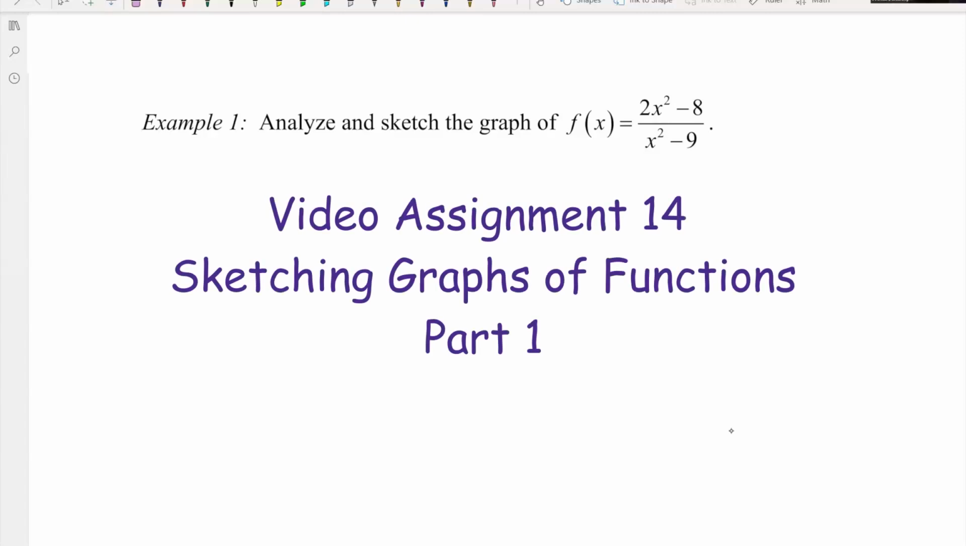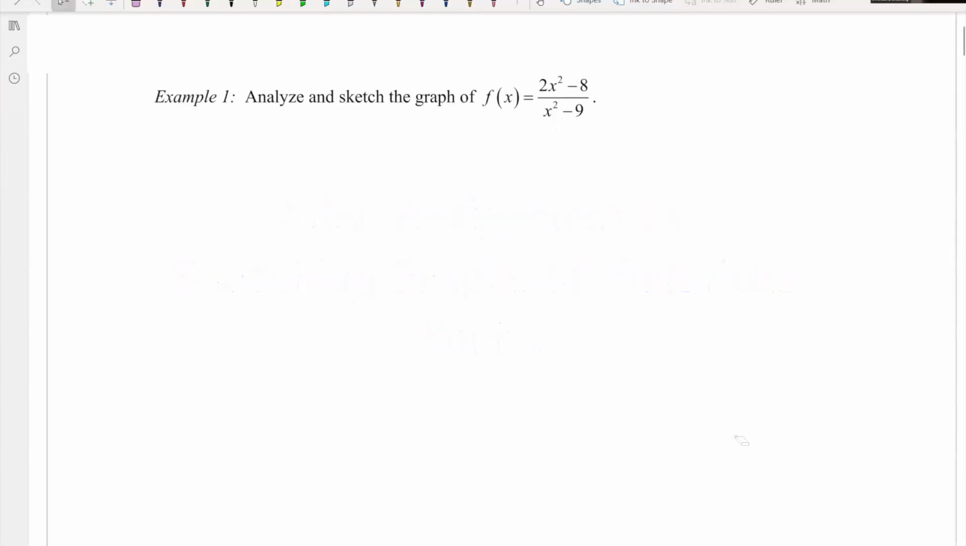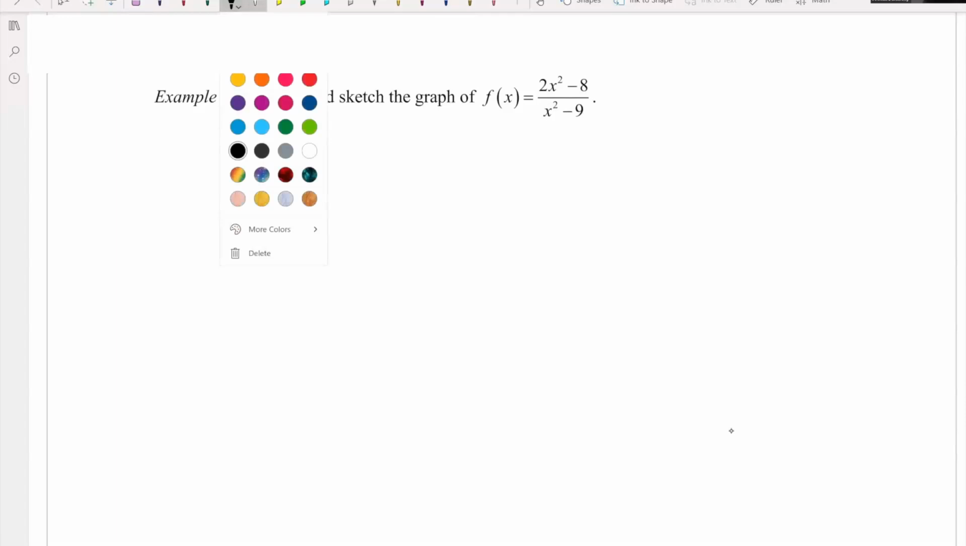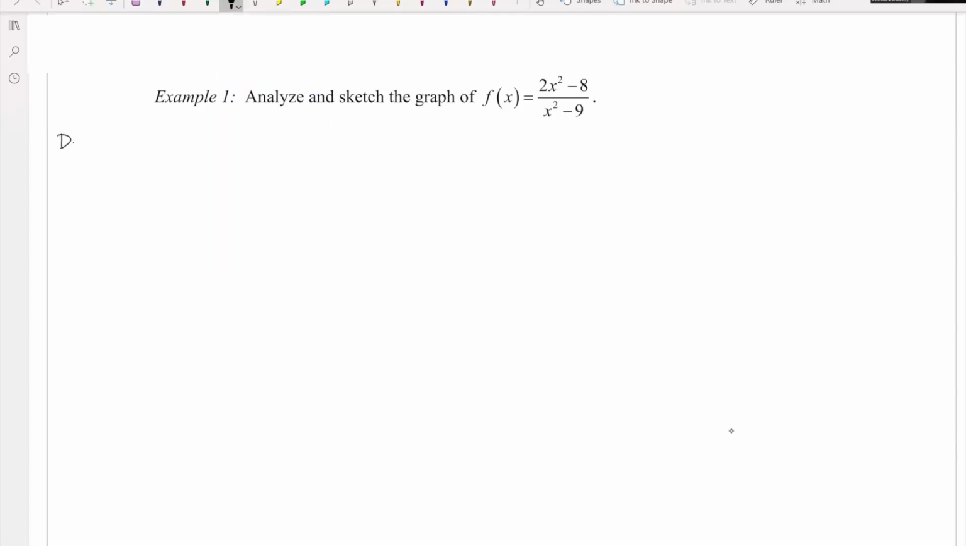Video assignment 14, sketching graphs of functions, part 1. We're going to start off with example 1. We're going to analyze and sketch the graph of f of x equals 2x squared minus 8 over x squared minus 9. Let's start off with the domain.